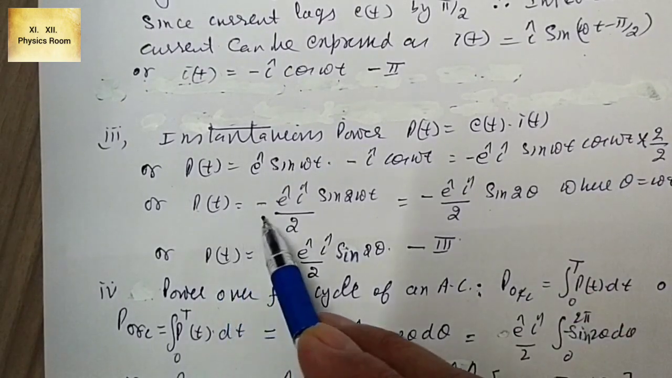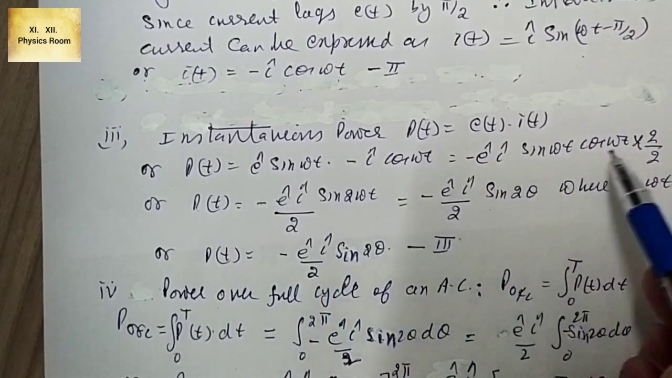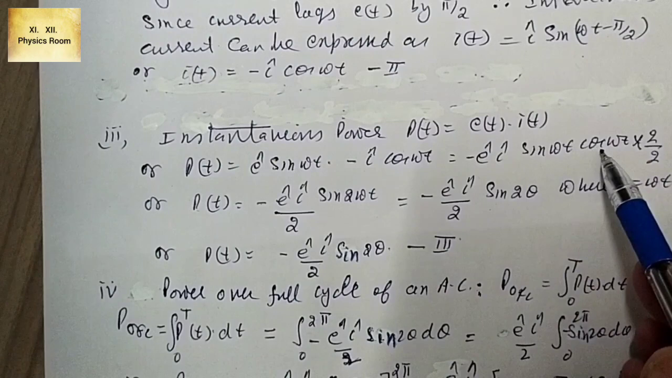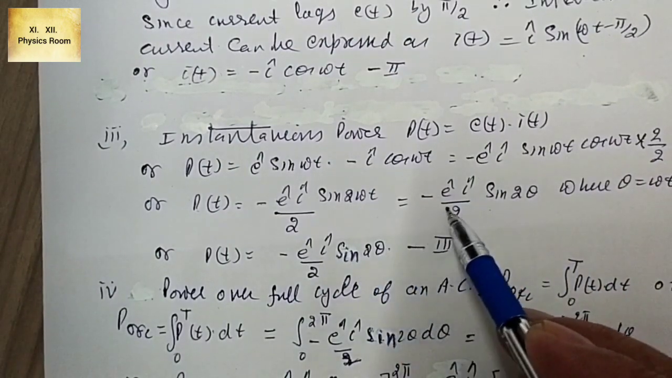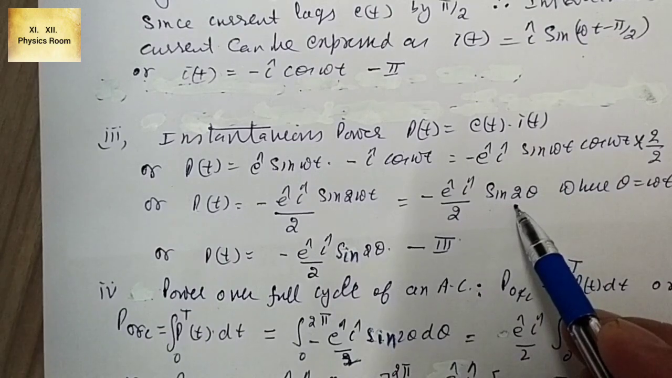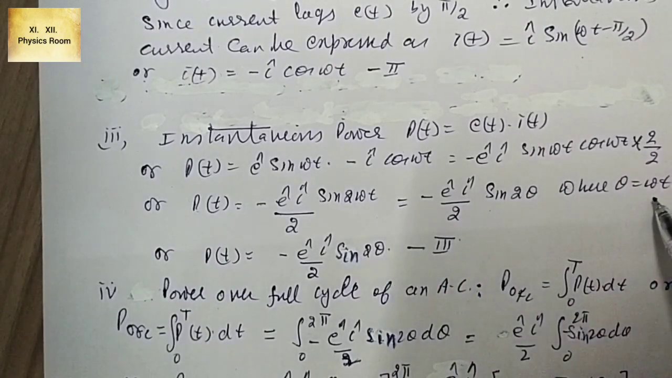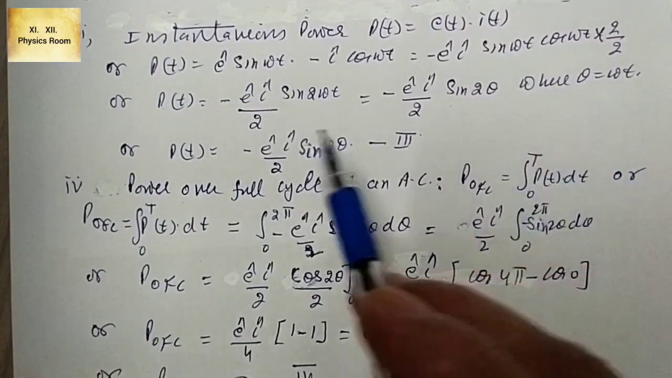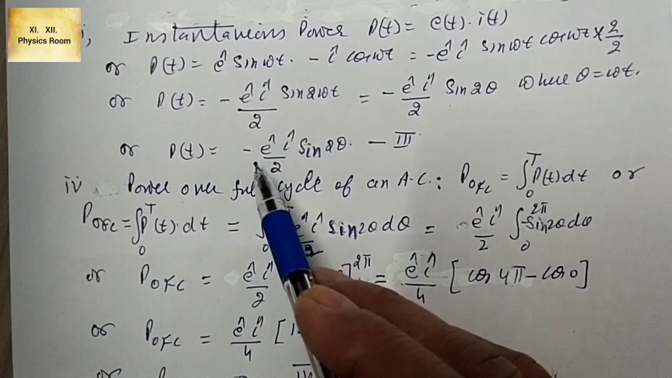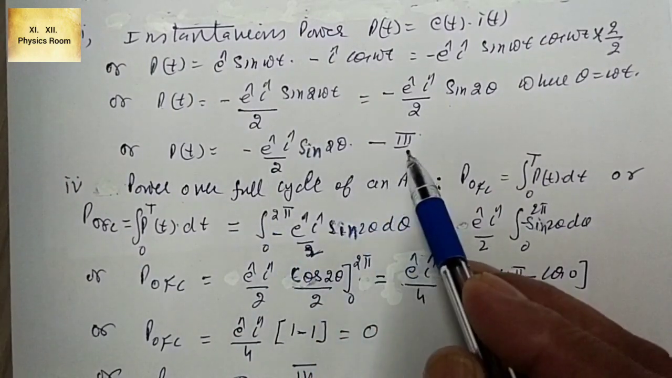So P(t) would be equal to minus Emax Imax divided by 2 into sin 2 omega t, because 2 sin omega t cos omega t is sin 2 omega t. We replace omega t by theta, where theta is omega t. Or P(t) is equal to minus Emax Imax by 2 into sin 2 theta. Let us mark it as equation number 3.